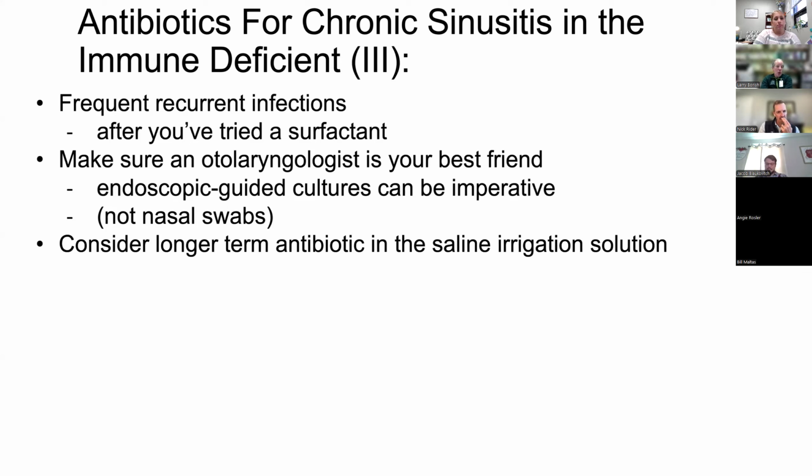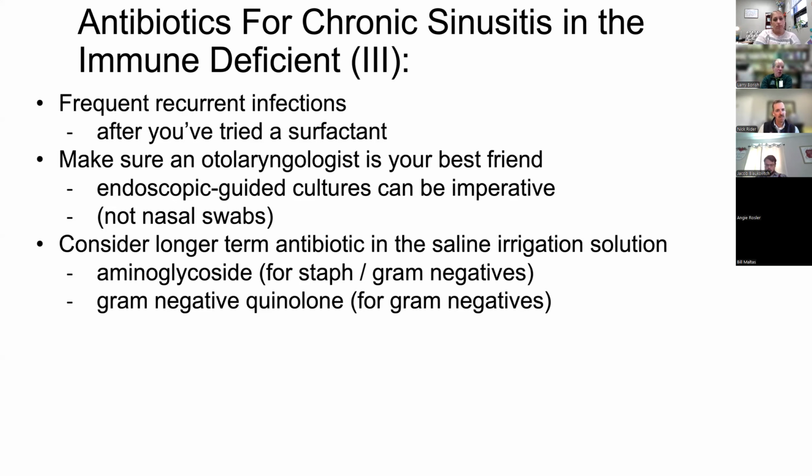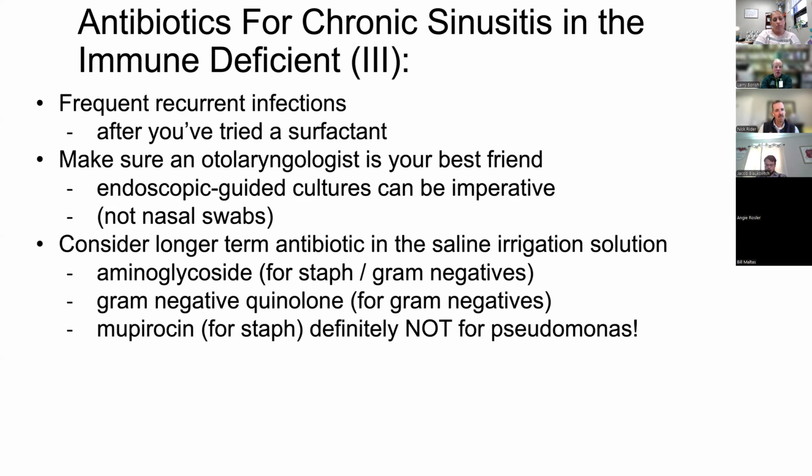And once you know what you're treating, if you're really dealing with recurrent infections, along with the surfactant, we will often put the relevant antibiotic in the saltwater solution. So if it's staph or gram-negatives, an aminoglycoside, tobramycin is a perfectly reasonable one to put in the saltwater solution. A quinolone like ciprofloxacin for gram-negatives. For staph, my favorite one is mupirocin.